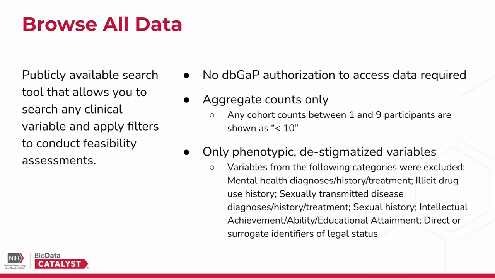Additionally, only phenotypic destigmatized variables are available for search. NHLBI has defined variables from the following categories as sensitive information that should be excluded: mental health diagnoses, history, or treatment, illicit drug use history, sexually transmitted disease diagnoses, history, or treatment, sexual history, intellectual achievement, ability, or educational attainment, and direct or surrogate identifiers of legal status.